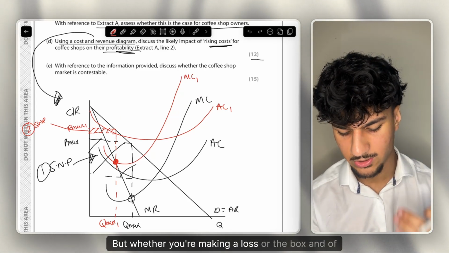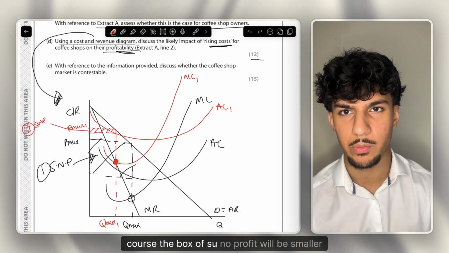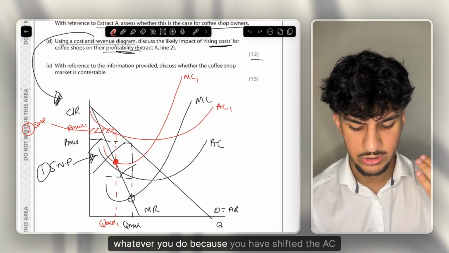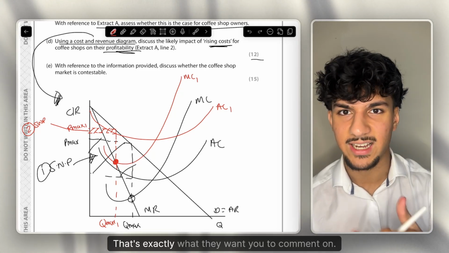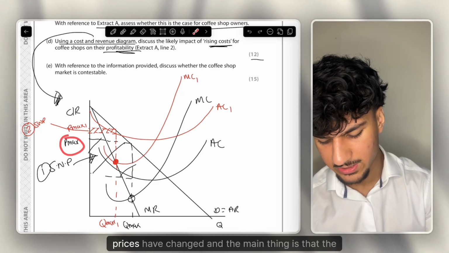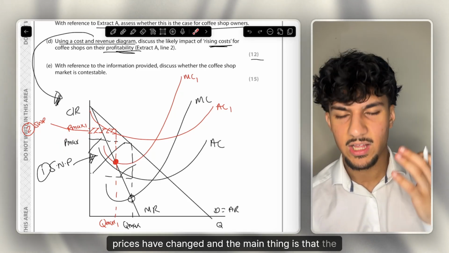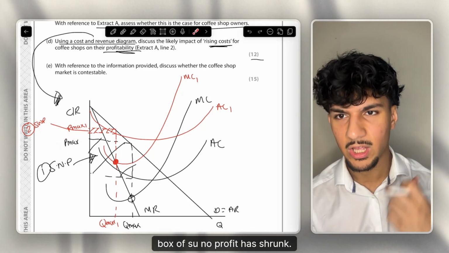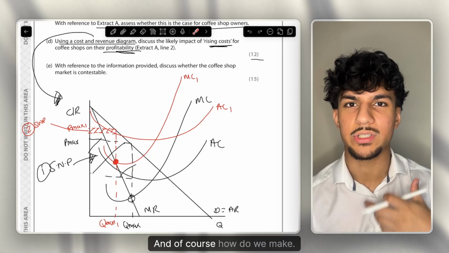But whether you're making a loss or the box, and of course the box of supernormal profit will be smaller whatever you do, because you have shifted the AC up. That's exactly what they want you to comment on. Quote these points, say prices have changed, and the main thing is that the box of supernormal profit has shrunk. Why? Because costs have increased.